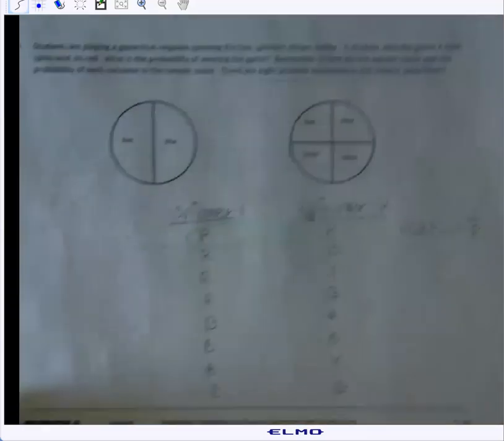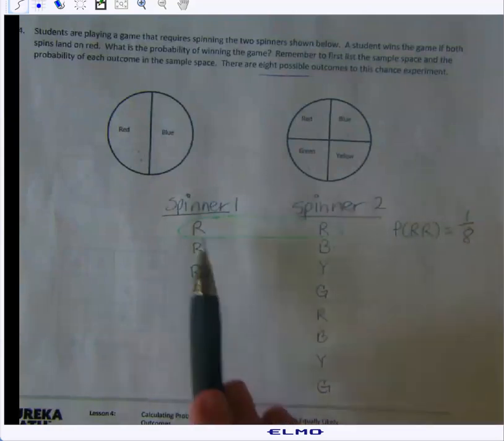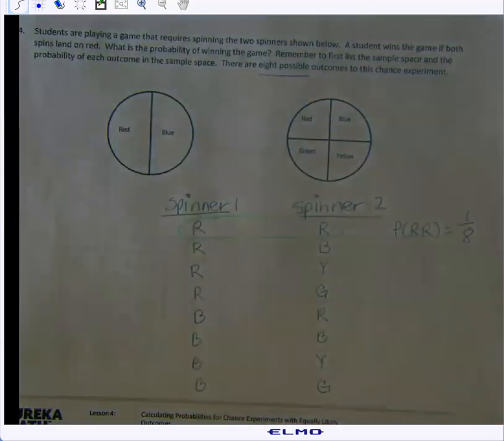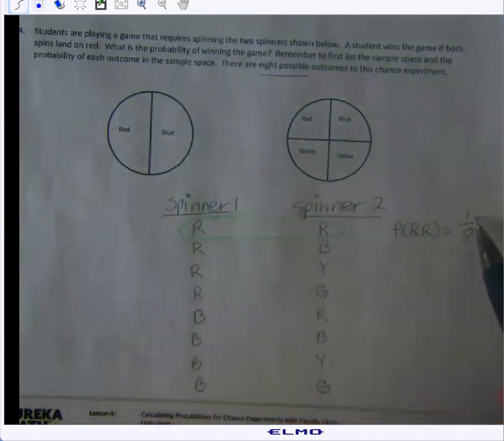well, I'll just leave the sample space written like that as a chart, okay? But how many of these outcomes consist of both spinners landing on red? Only the first one. So that's how I got my theoretical probability as 1 out of 8.